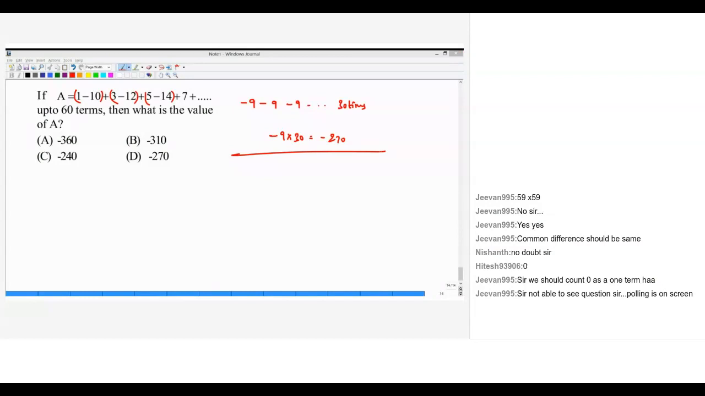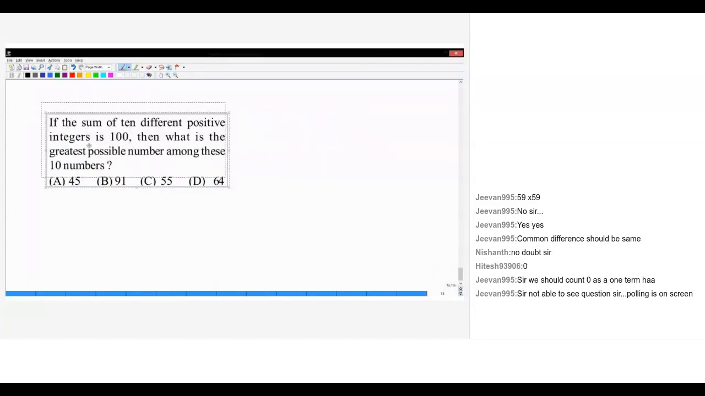We'll do some questions based on decimals and fractions as well. The miscellaneous questions as well. Let's read the question, all of you.